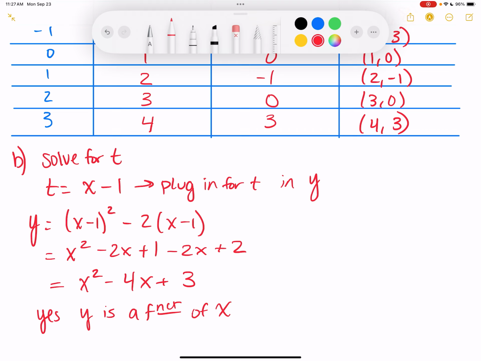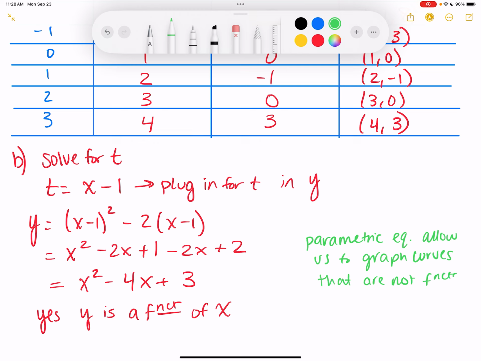What's part C? To actually graph it. No, we're not doing that. So just something to note. Parametric equations allow us to graph curves that are not functions, which is what we use them for.